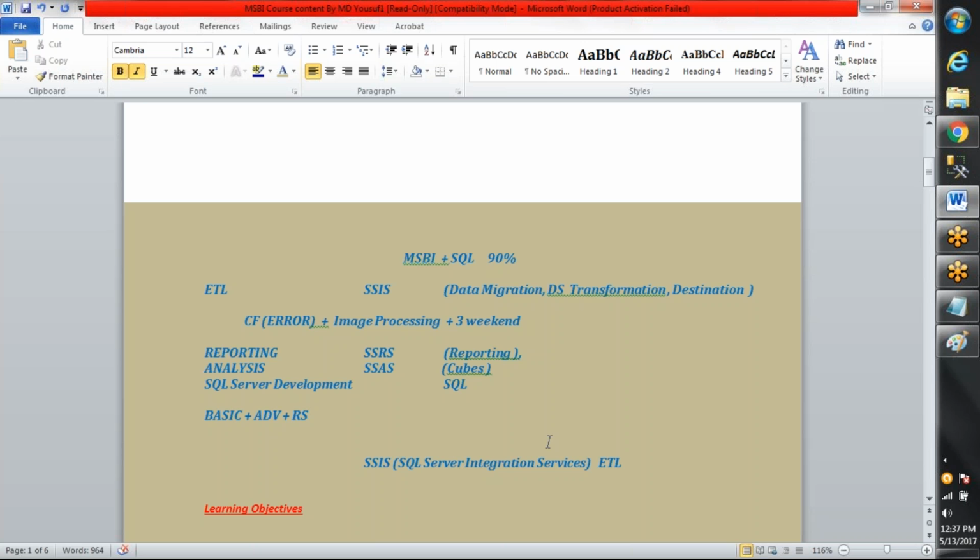So timings. We are planning for 6:30 IST, Indian morning time. Will that be fine with you guys? I'm not sure. No, that's like 1 o'clock for me. 1 o'clock, wow, at night.